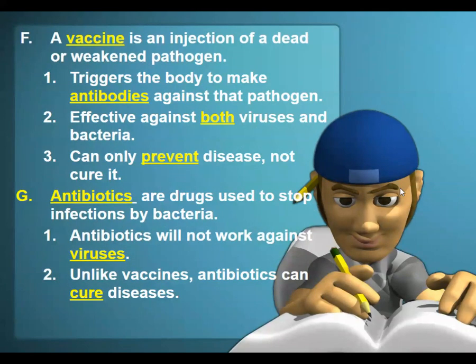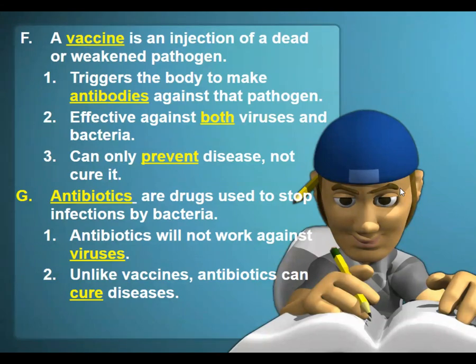A vaccine is an injection of dead or weakened pathogens. And then we have a new form, the mRNA vaccine, that's a little bit different. So the typical vaccine with the weakened or dead piece of the pathogen is going to trigger your body to make antibodies against that pathogen. It's effective against both viruses and bacteria, and it can only prevent disease. It does not cure it. So you want to get a vaccine before you get sick.